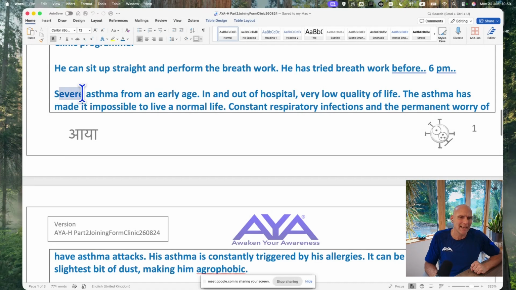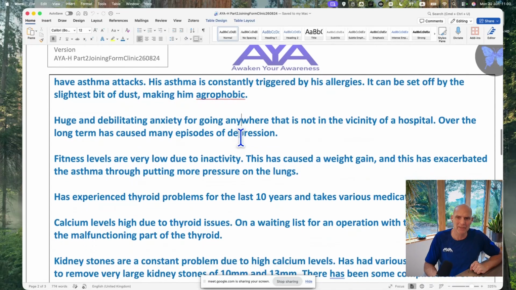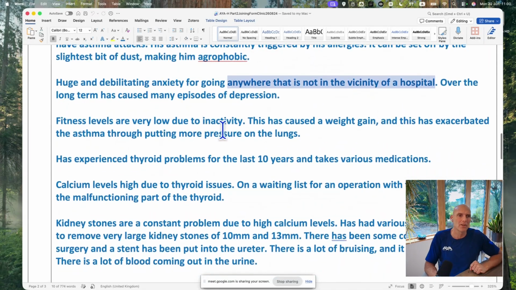Now, he's got severe asthma from an early age. He's been in and out of hospital, and he's got a very low quality of life because of this. The asthma has made it impossible to live a normal life. Constant respiratory infections and the permanent worry of having asthma attacks. His asthma is constantly triggered by his allergies. It can be set off by the slightest bit of dust, making him very agoraphobic as well. He's got a fear of leaving the safety of his flat or going anywhere that is not in the vicinity of a hospital. Over the long term, that's caused many episodes of depression as well.